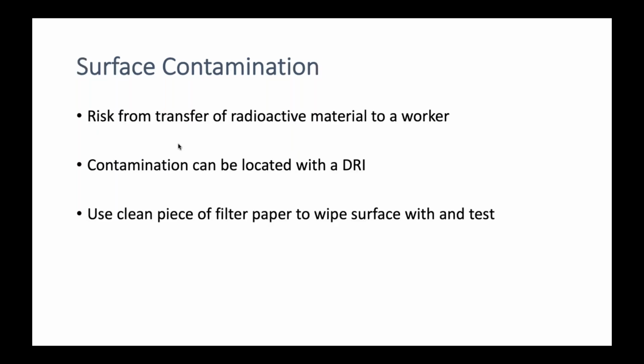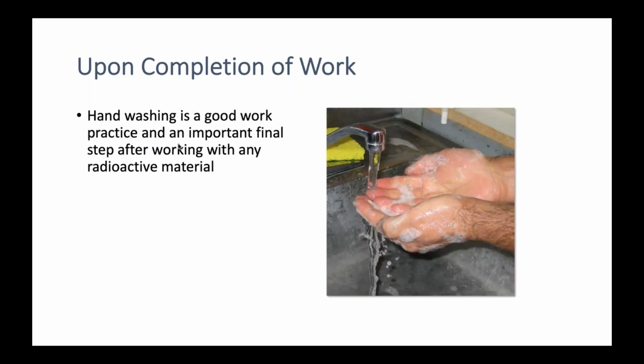And as we were talking about before, wipe tests are very frequently used to monitor the levels in dust and on surfaces and so on, and whether the cleaning up after releases of material was adequate. Surface contamination, risk of transfer from radioactive material to a worker, from worker to worker, and so on. Contamination can be located again with DRI, direct reading instrument. Use a clean piece of filter paper to wipe the surface and to test.